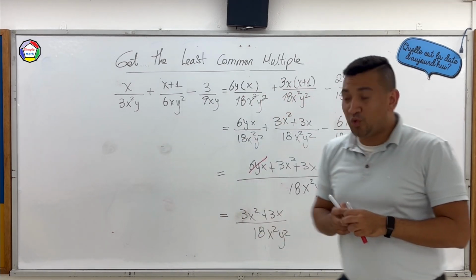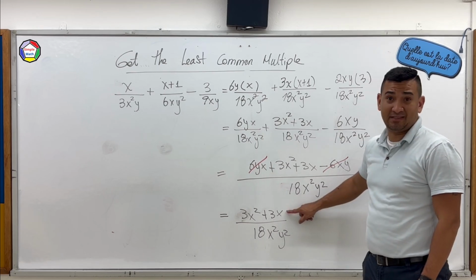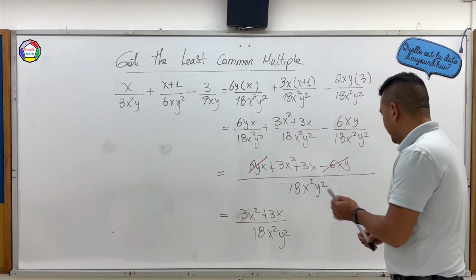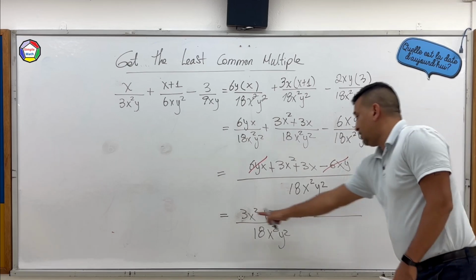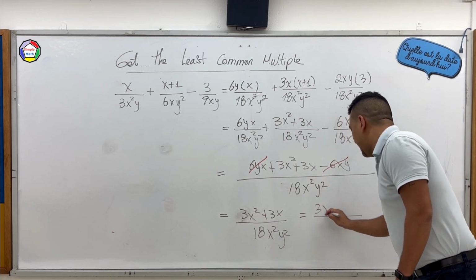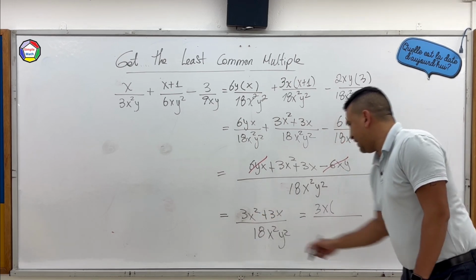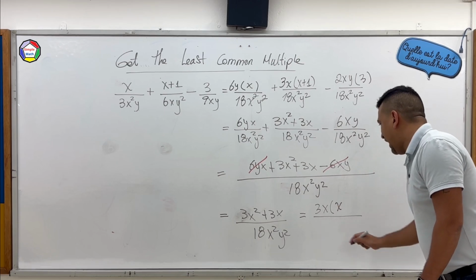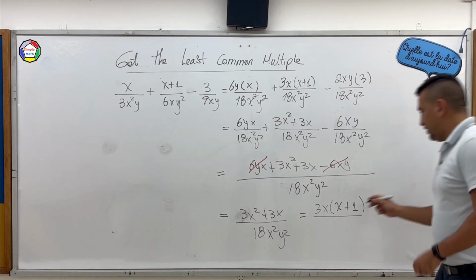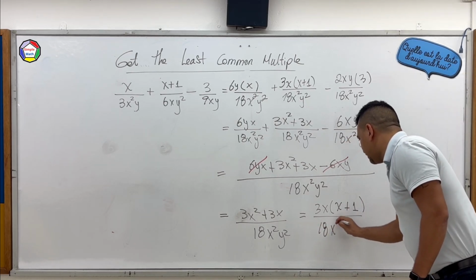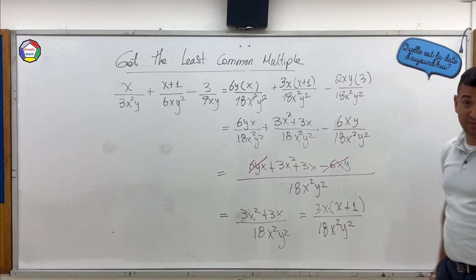But I can still do simplification, because if you look at the numerator, it can be simplified. So I can take the common factor here. Doing the factorization, the common factor is 3x times, 3x squared divided by 3x is x, and 3x divided by 3x is 1, over 18x squared y squared. Because the main operation here is a multiplication, I can cancel things.